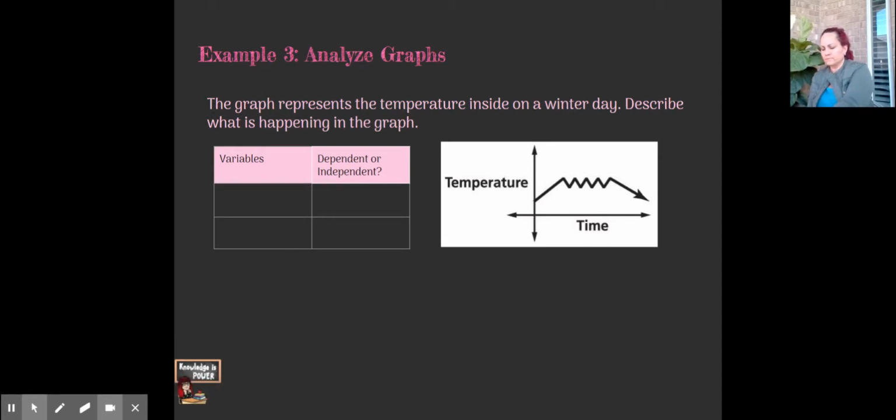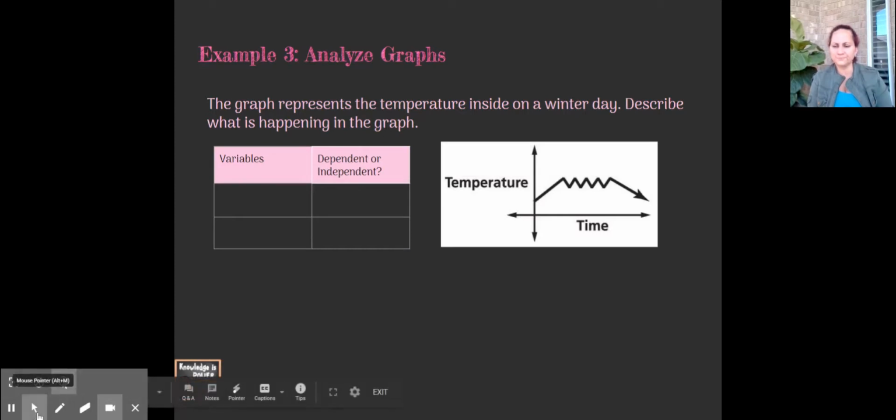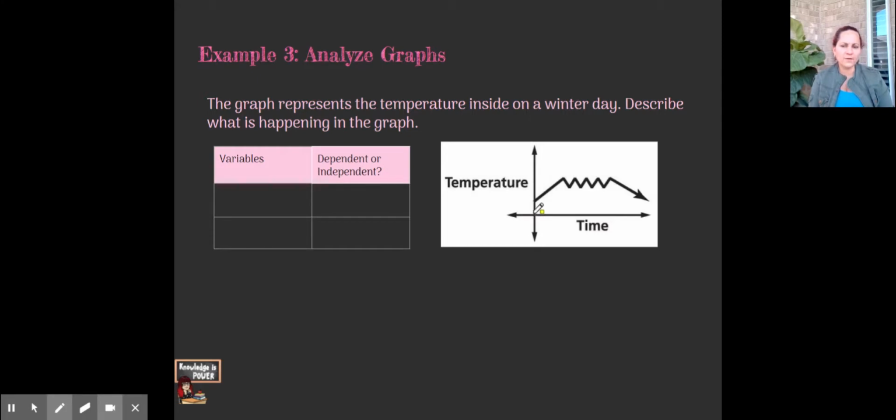Example 3. The graph represents the temperature inside on a winter day. Describe what is happening in the graph. So, essentially, here we have two variables. We have temperature and time. Because this is on the x-axis, it is what? Dependent or independent?